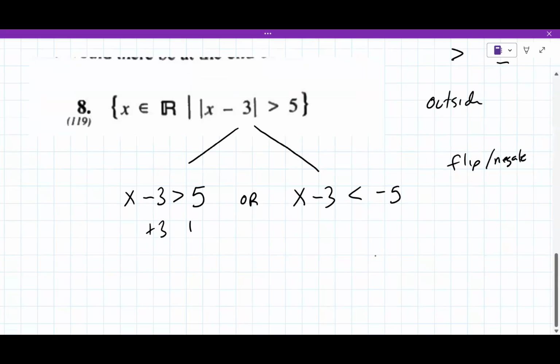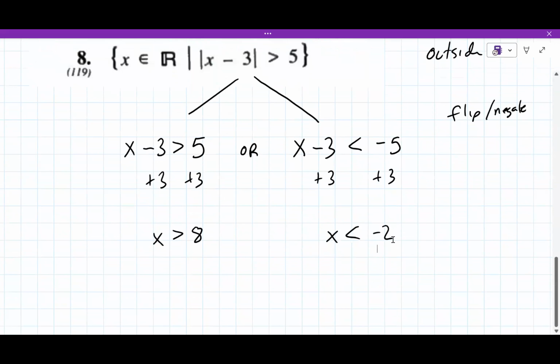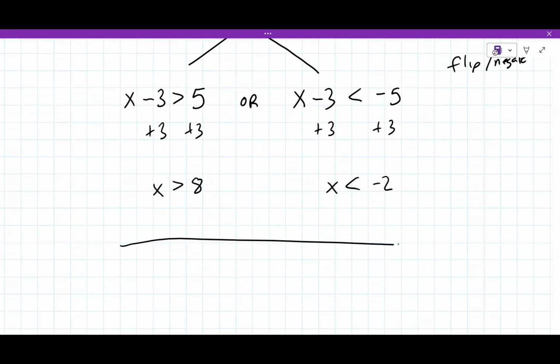You solve by adding 3. X is greater than 8. Add 3. X is less than -2. And we didn't do this before. We're going to do it now on a number line.